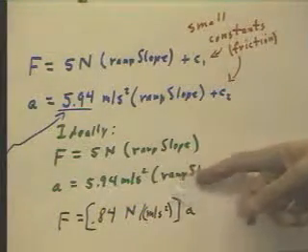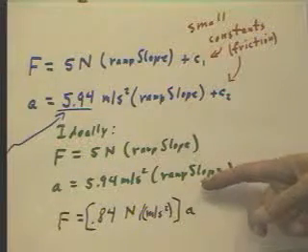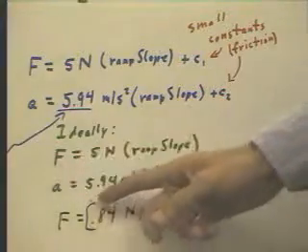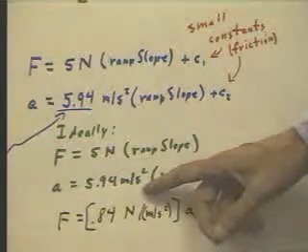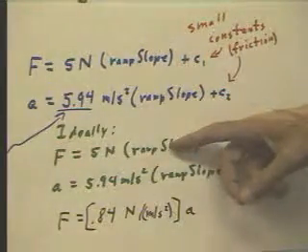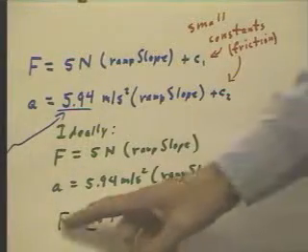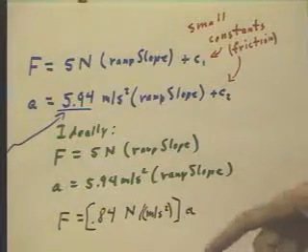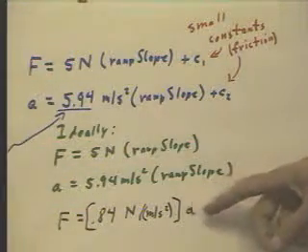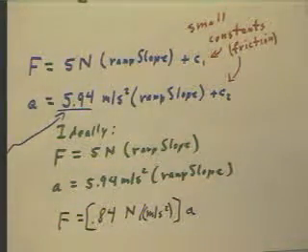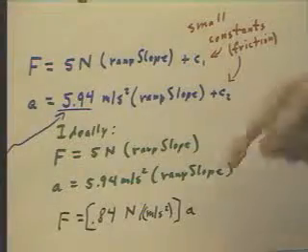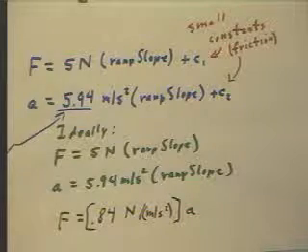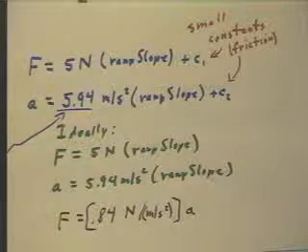When we eliminate ramp slope between the two equations, let's say we solve this equation for ramp slope, we get ramp slope equals A over 5.94 meters per second squared. Substitute that in here and simplify. We get a force of 0.84 newtons divided by meters per second squared multiplied by the acceleration. Now it's going to turn out that that number should actually be the mass of the dynamics cart in kilograms.